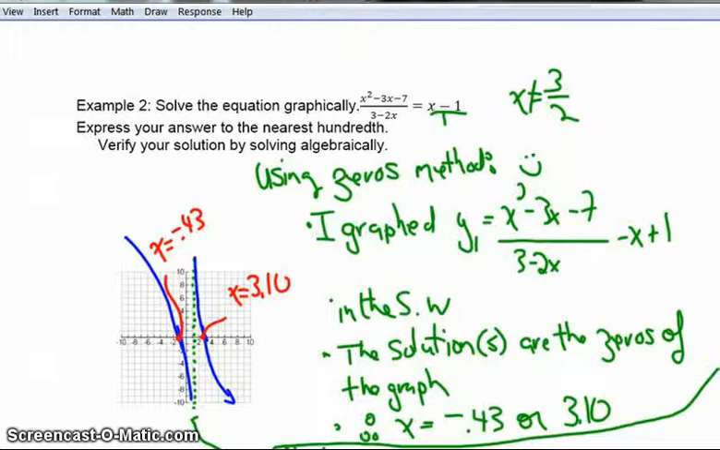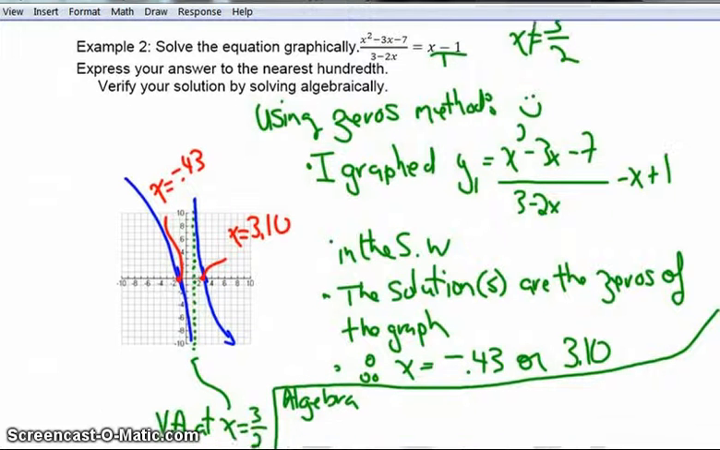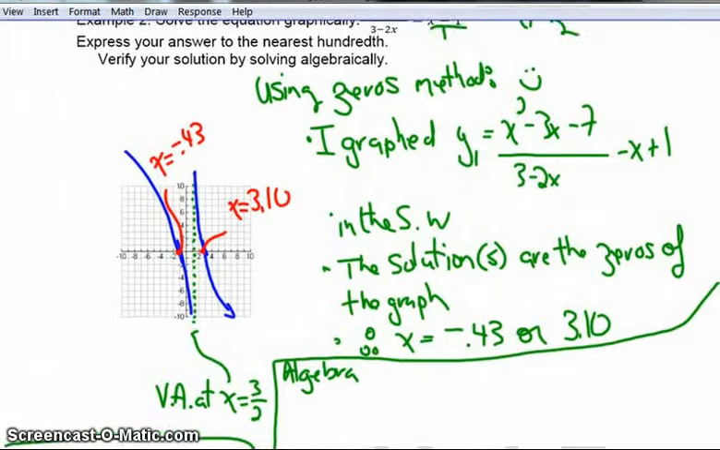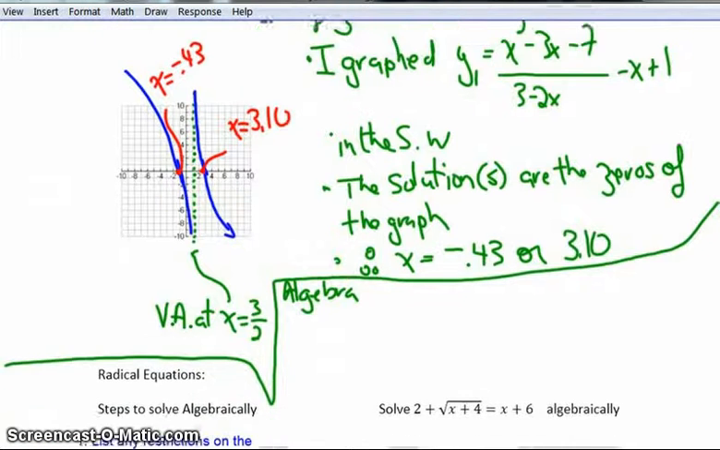So there's that asymptote. You should have got two answers by using your calculator of -0.43 and 3.10. Those are not exact, okay? And for a complete solution, you have to put down what you graphed, what window. The answers are the zeros, and those are the answers that should work, but they're approximate.